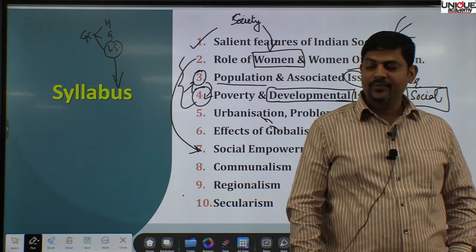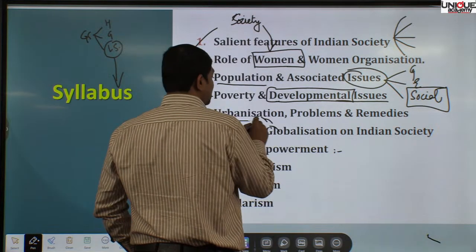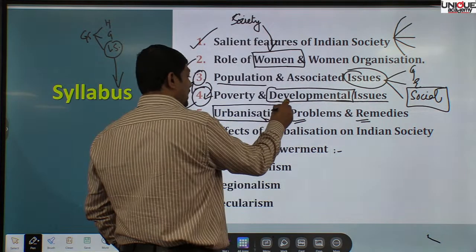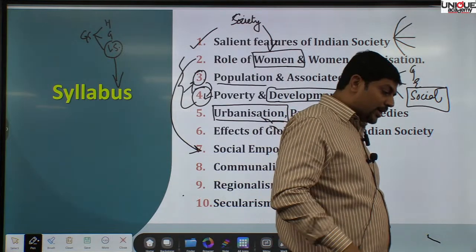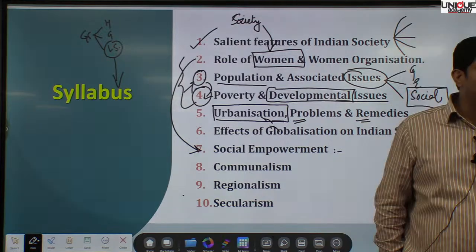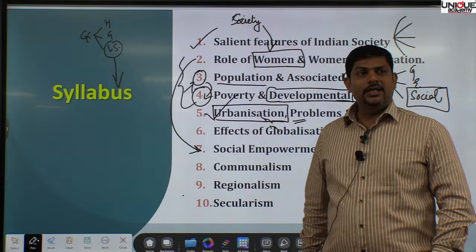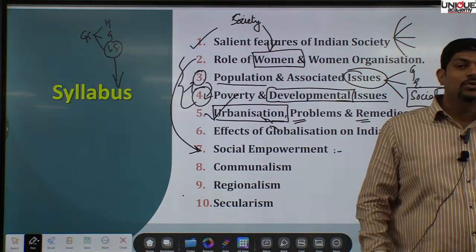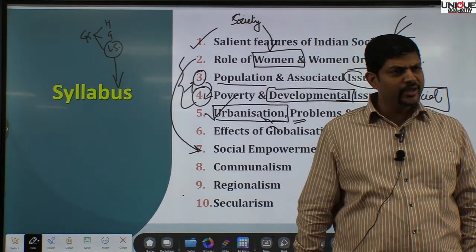For example, they need to know what urbanization is, what the related problems are, and how they can be solved, right? It is an important thing, because if you look at Indian society today, in the 21st century, it is becoming an urbanized society, isn't it? Looking at the facts and figures, you will find more and more people are now living in urban areas. If you look at the population census, you'll find it out.